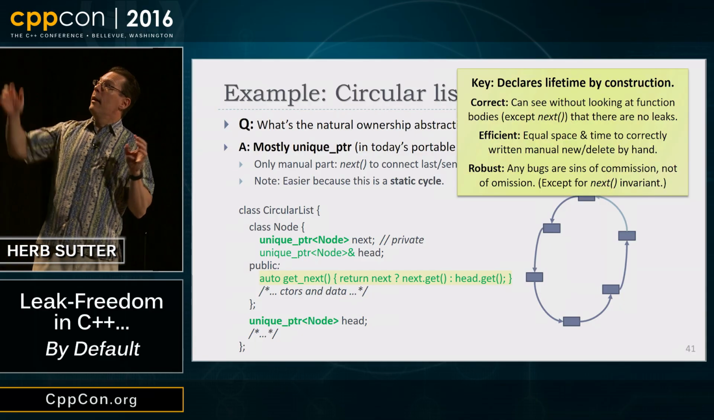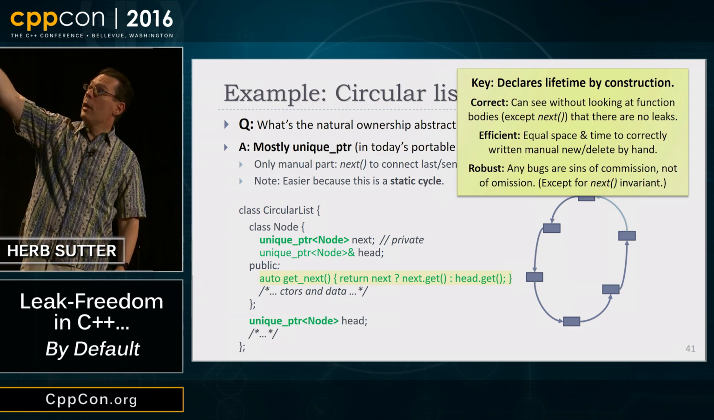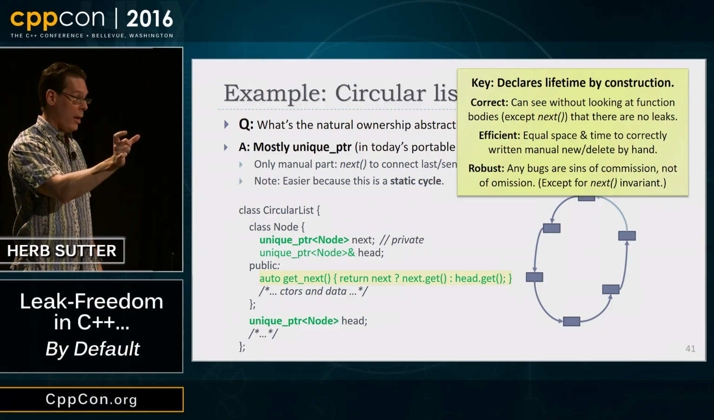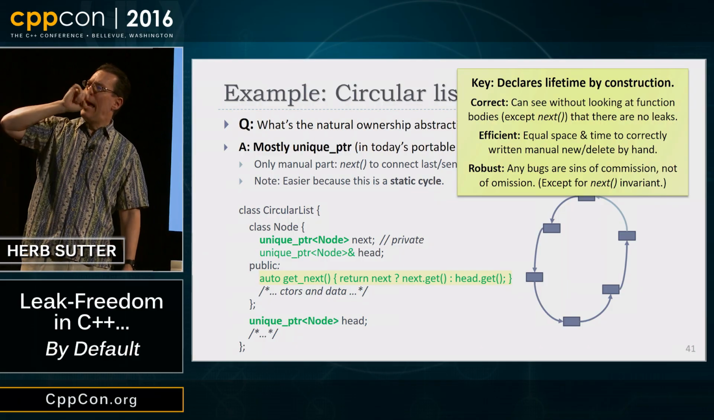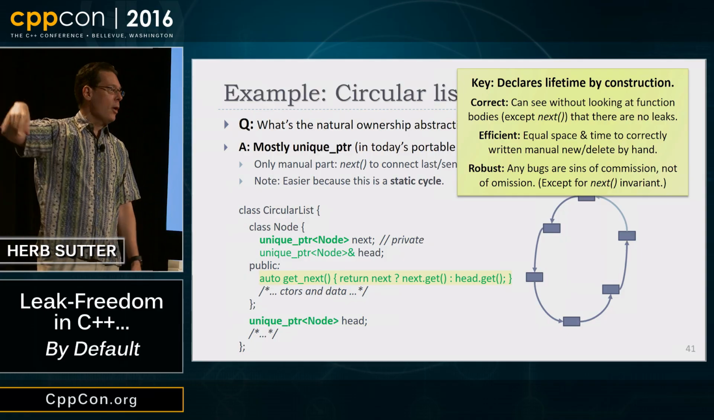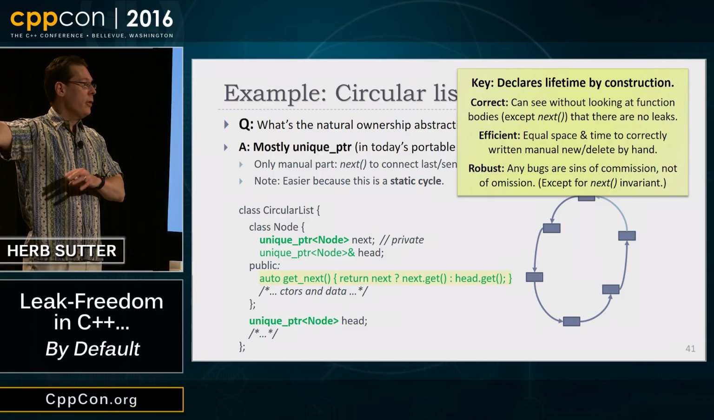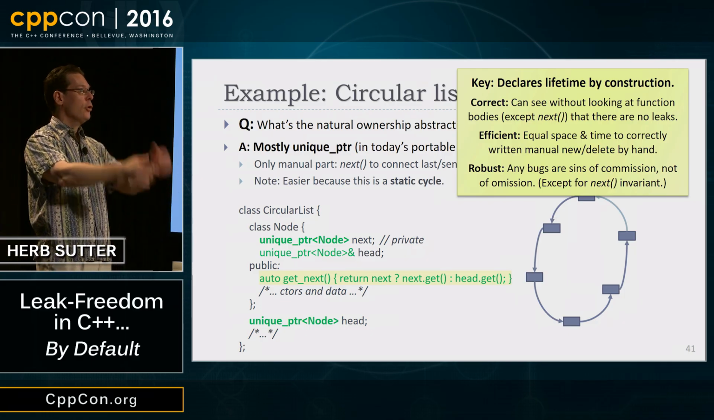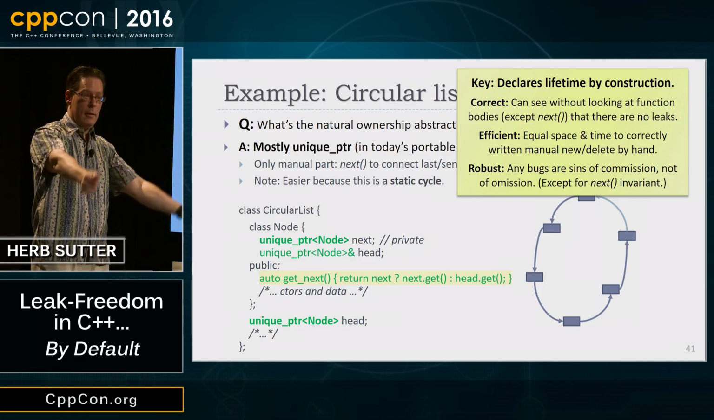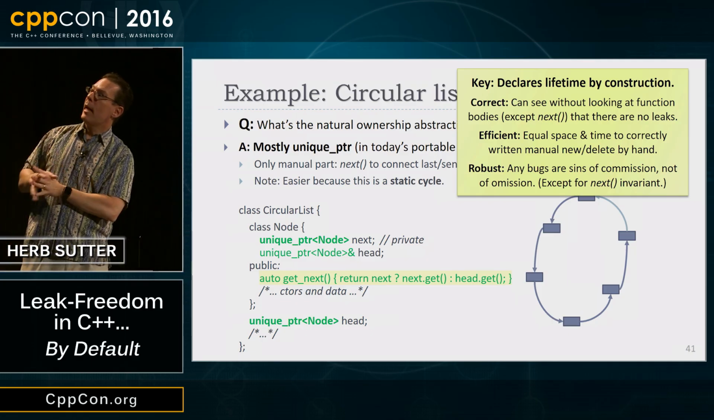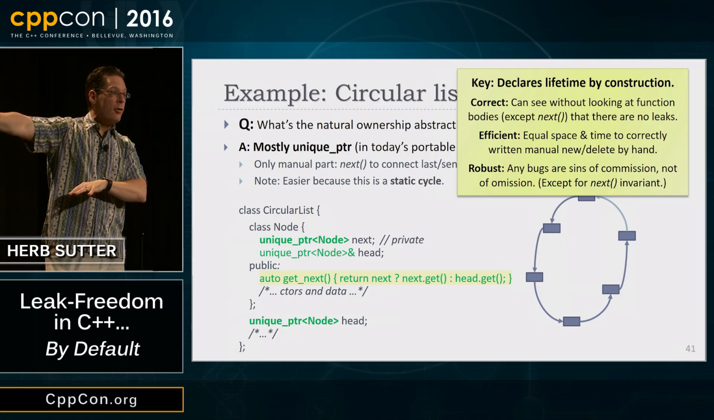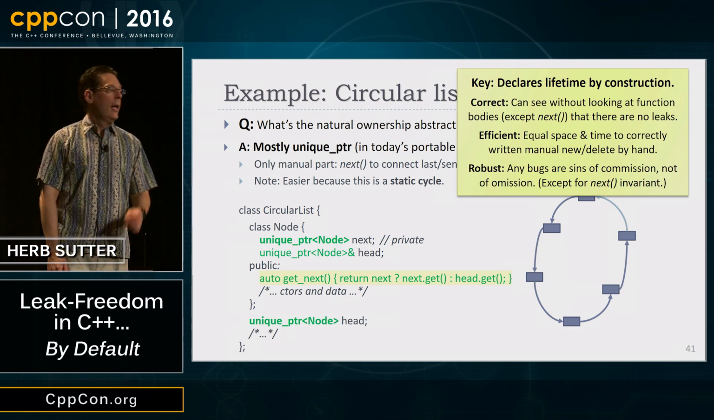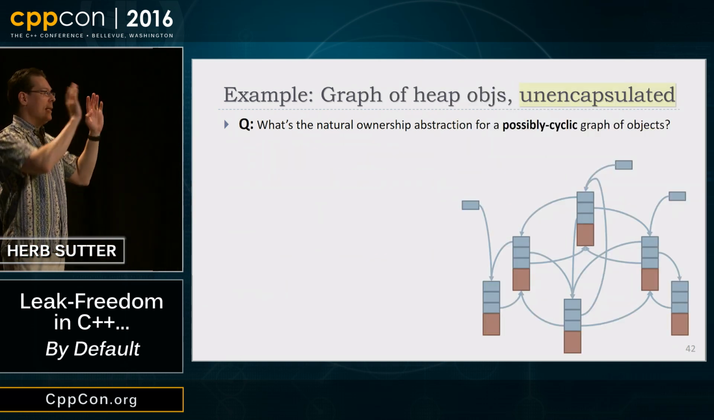If you do that, I'm now going to claim I've declared the lifetime by construction. I can look at just that code, the declarations, and one-line function body, and know that it's correct. And I know that it's going to clean up those nodes. And yes, you'll want to do iteration if it's going to be a large circular list. We already talked about how to do that. But I've declared the ownership by construction, who owns what, and that means that by construction, I know that I'm not going to have any leaks. I could still have bugs in my other function bodies. I could do something bad, but I have to work at it. This is easy because it's a static cycle.